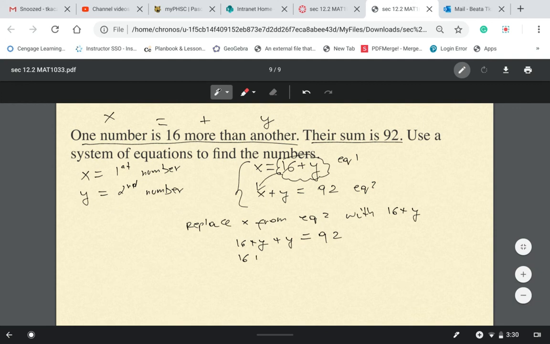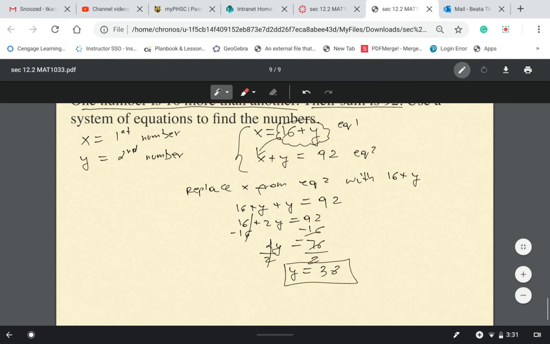So we have 16 plus 2y equal 92. Let's subtract 16 from both sides. We end up with 2y equal 76. Divide each side by 2. And we end up with y equal 38. So we know that the second number is 38.